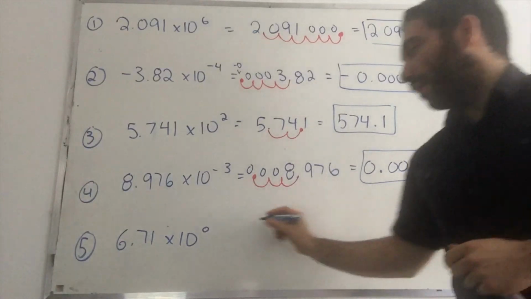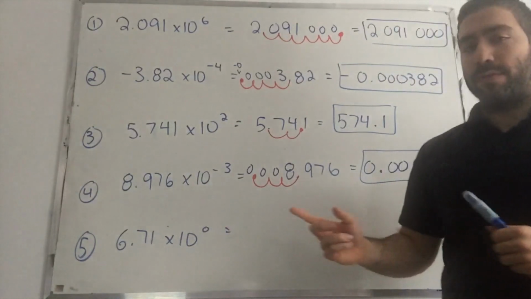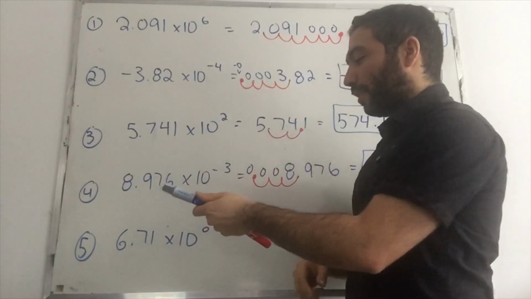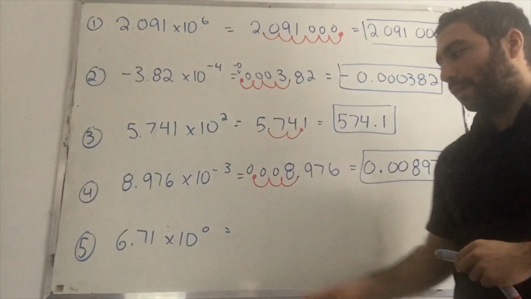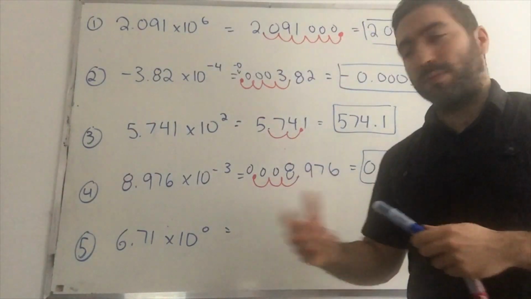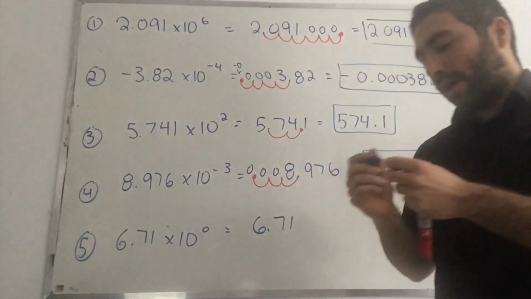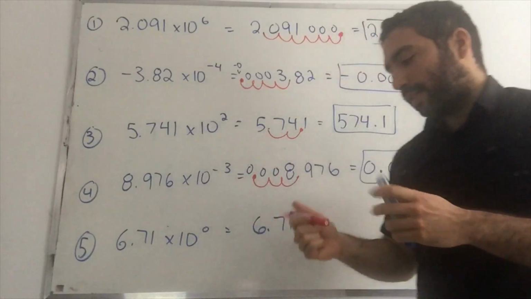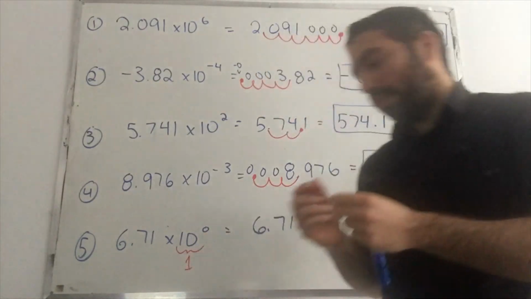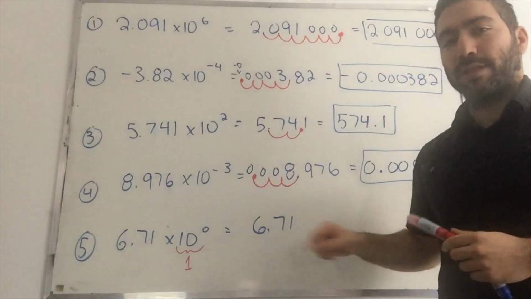Okay. The last one's a bit of a trick. We have 6.71 times 10 to the 0. Well, we said if it was positive, we move to the right, and if the exponent's negative, we move to the left. But in this case, we have 0. What do we do in this case? We don't move. That's the trick. Okay, so if you ever have a 0, you just don't move. The answer is just the number that you have here, 6.71. Another way of thinking of this, which you'll soon learn, is that any number to the exponent 0 is really just 1. So this is a fancy way of saying 6.71 times 1, which stays the same.